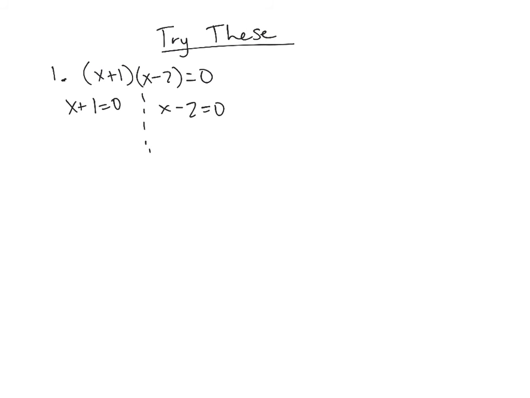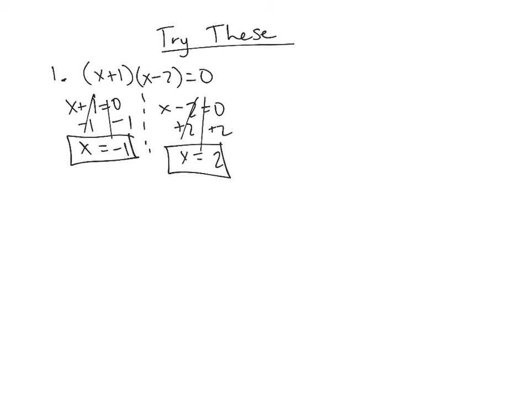So hopefully we got x plus 1 equal to 0, which when I subtract the 1 over, I get x equal to negative 1. And x minus 2 equals 0, which when I add the 2 over, gives positive 2. So negative 1 and positive 2 on that one. So that's my first problem here.